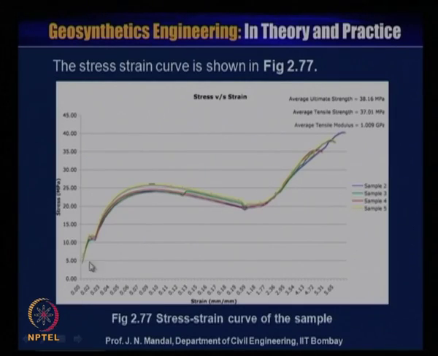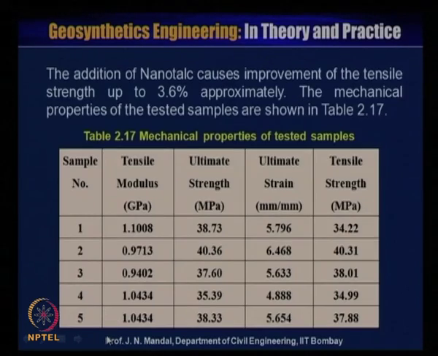This figure shows the stress-strain curve of the sample. You can see how the stress is increasing with the strain, then almost constant, then decreasing, and then again increasing. So the addition of nanometric material caused an improvement in the tensile strain of approximately up to 3.6%.